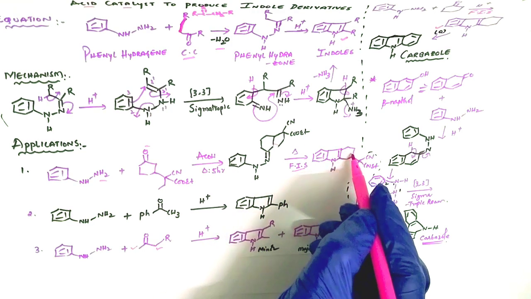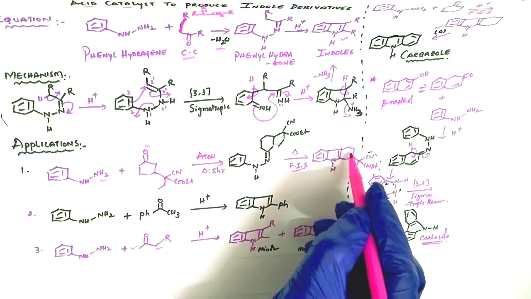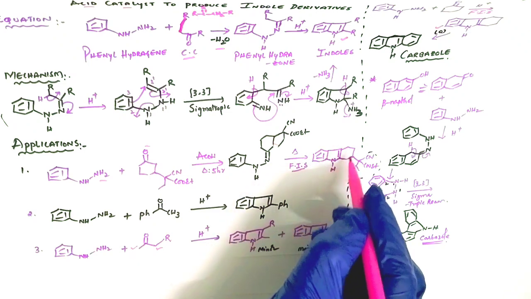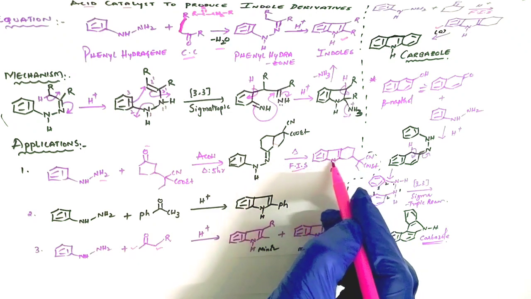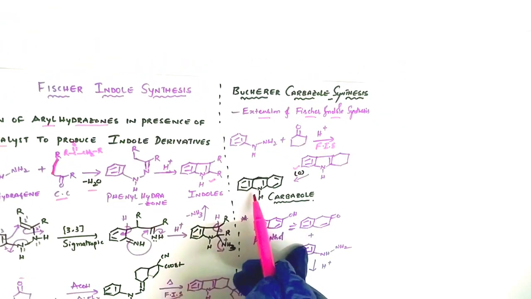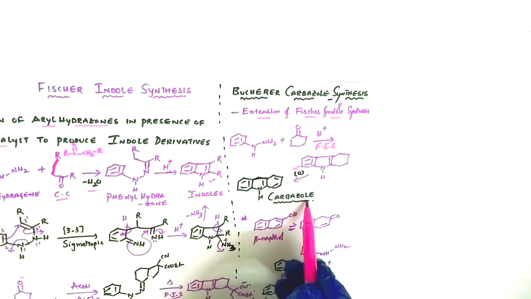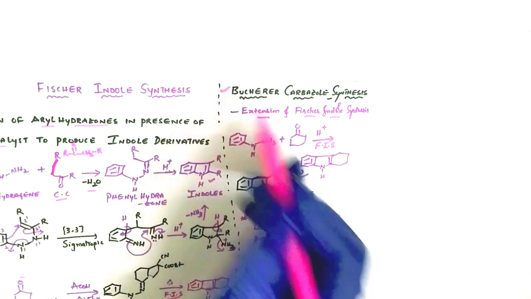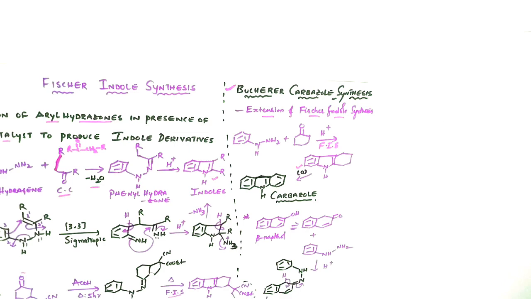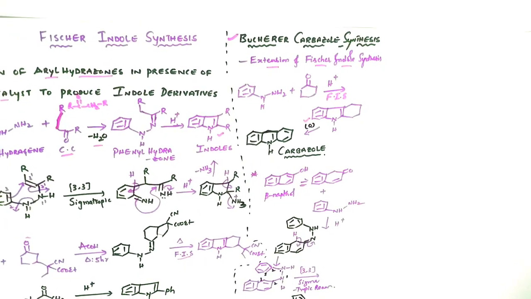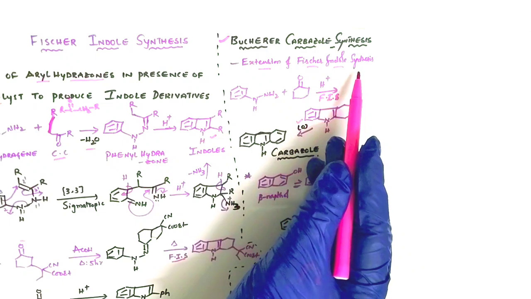If this 5-membered ring also has the alternating double bonds, then the moiety is called a carbazole moiety. A 5-membered ring fused with two 6-membered rings. This is the carbazole moiety. In order to synthesize the carbazole moiety, we have a reaction called the Borsche-Drechsel carbazole synthesis, which is the extension of the Fischer indole synthesis.